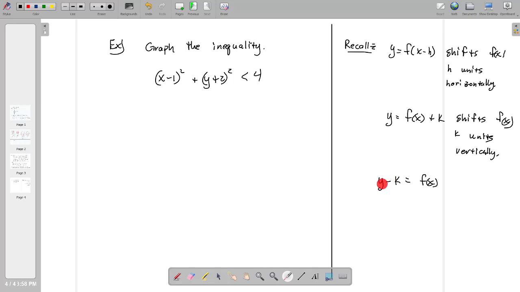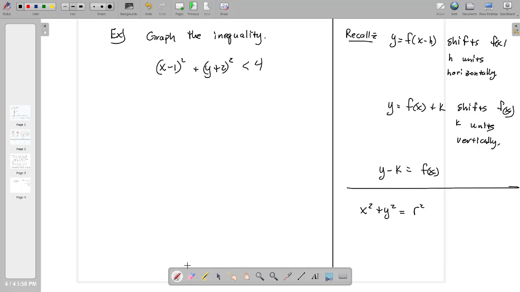So here, y minus k shifts down if k is negative and up if k is positive. Now this is identical to this type of problem. If you remember, a circle with a center 0 is x squared plus y squared is equal to r squared. Now if I wanted to change the center of this circle, that's all I want to do is shift this circle. So I do x minus h to shift it horizontally, and I do y minus k to shift it vertically.